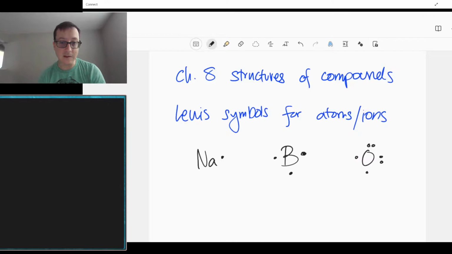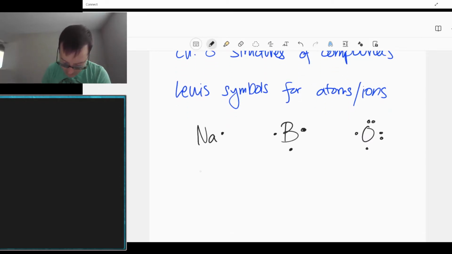So oxygen has 6 valence electrons, as we know, and sodium has 1, boron has 3. We represent these as the element symbol with electrons, represented as dots, around them. These represent how many valence electrons they have. And we're going to see some more. I'm going to just draw this one real quick.